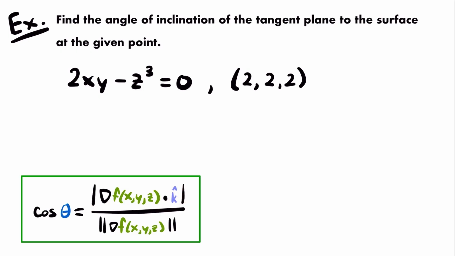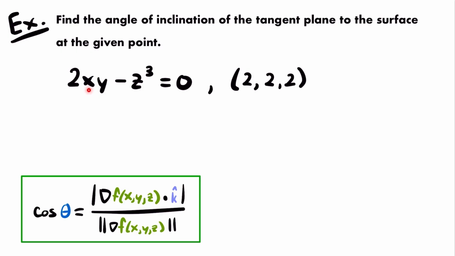And that's divided by the magnitude of that gradient vector. Okay, the gradient vector represents the normal vector of the tangent plane, and vector k represents the normal vector of the xy plane. So to solve this problem, we need this gradient vector, so let's work on finding that. Our surface equation is already in the right form to find it.